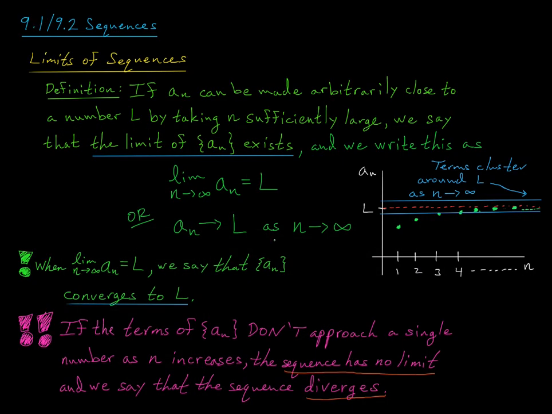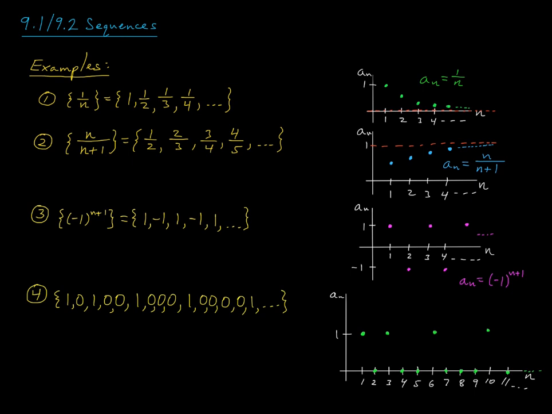All right, now do all sequences have limits? No, and if the terms of a sequence don't approach a single number as n increases, then the sequence has no limit, and we say in that case the sequence diverges. All right, so now let's look at some examples.